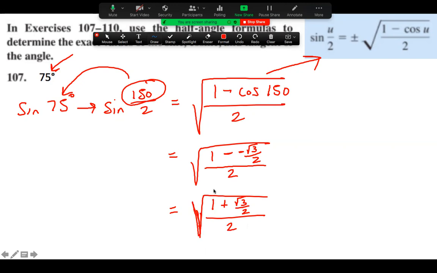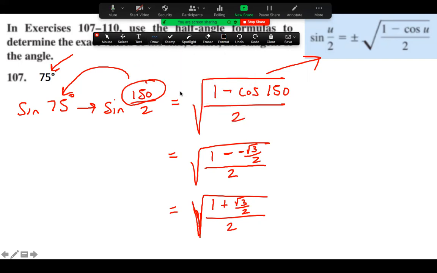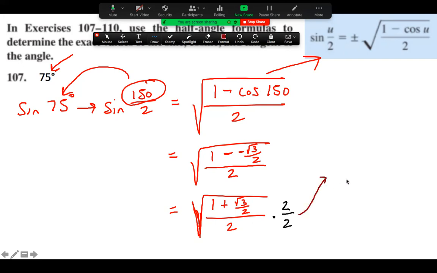Now, there's a little old-fashioned rule in math. It says you're not supposed to have a square root in the denominator. So a technique here is to rationalize the denominator. Since we have 2 in the denominator, I'm going to multiply that to top and bottom. I'm still inside the square root. That's going to give us a perfect square in the denominator. So in the denominator, we're going to have 2 times 2 is 4.